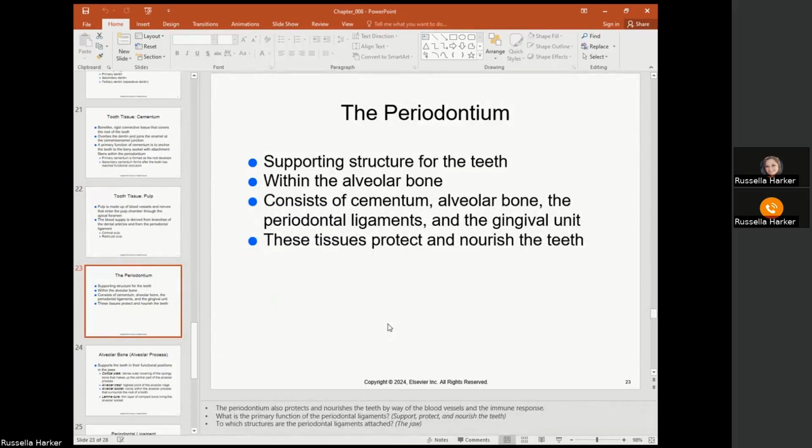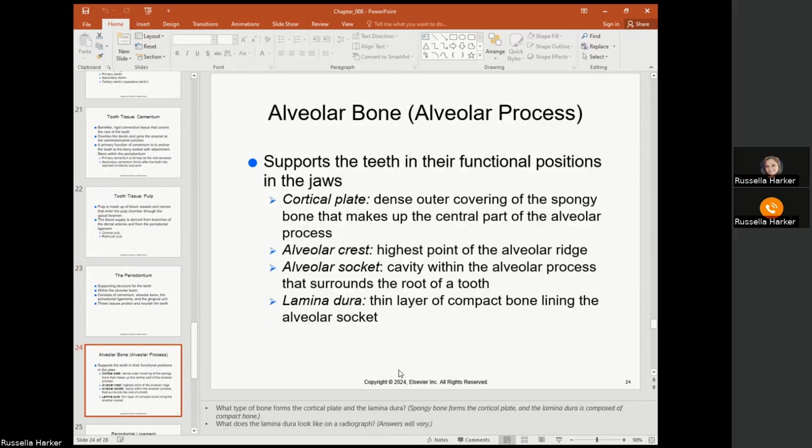The periodontium is the supporting structure for the teeth. It's within the alveolar bone, and it consists of cementum, alveolar bone, the periodontal ligament, and the gingival unit. These tissues protect and nourish the teeth. The alveolar process supports the teeth in their functional positions in the jaw. It's what holds the teeth in place.